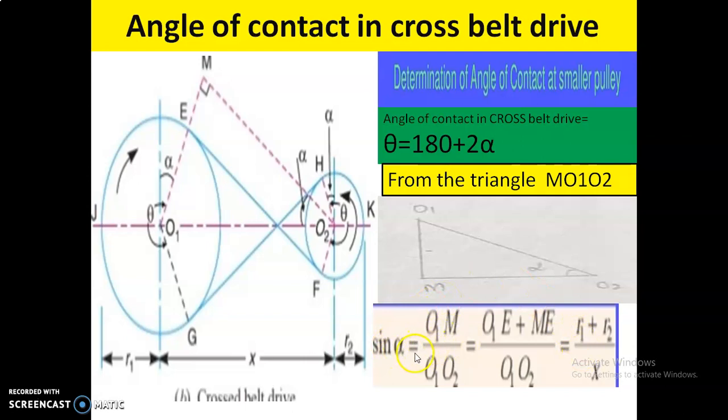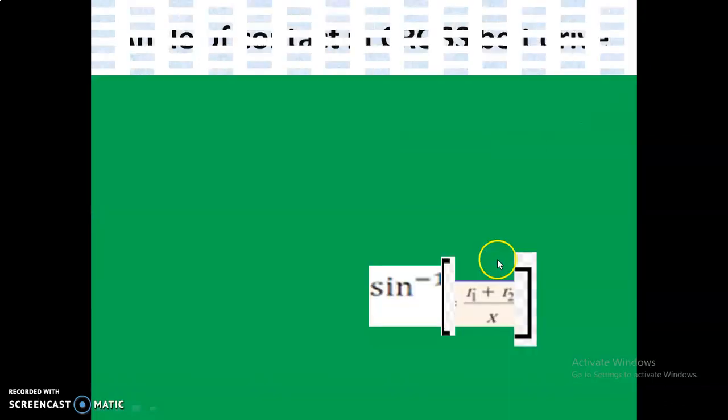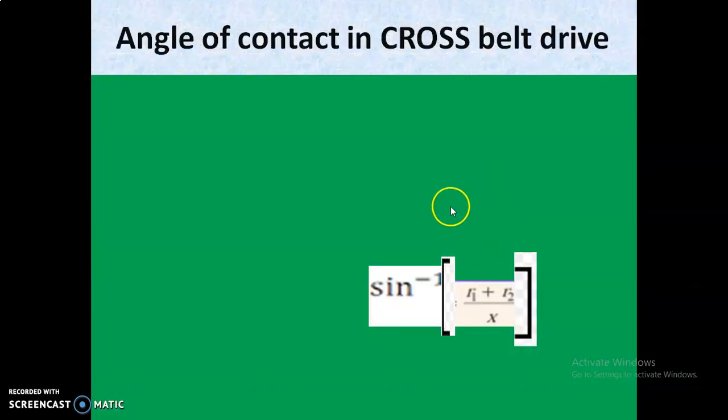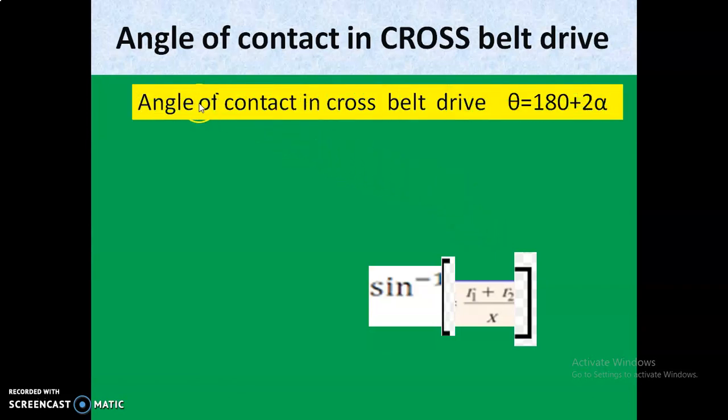So if you want to get the alpha value, bring the sine function. It would be sine inverse of R1 plus R2 by X. Therefore alpha is equal to sine inverse of R1 plus R2 by X. So finally, angle of contact in cross belt drive, theta is equal to 180 plus 2 alpha.